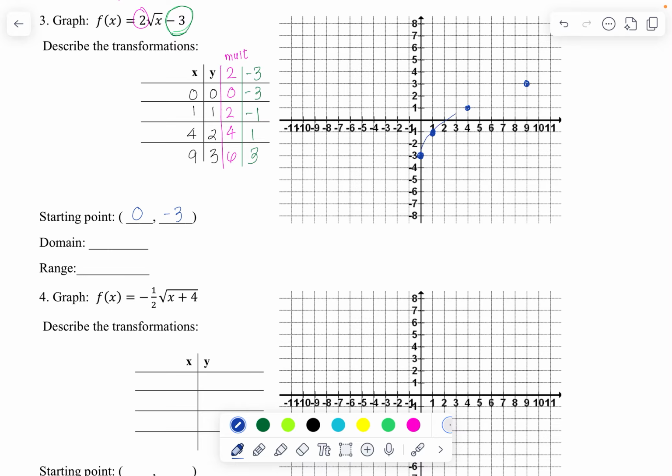Okay, let's do it again. One more time. Number 4. We've got a reflection and a shrink, so get ready for some wonky numbers. 0, 1, 4, and 9. 0, 1, 2, and 3. We have a plus 4 under the radical sign, so I'm actually going to subtract 4 from my x values. This becomes negative 4, negative 3, 0, and 5. Next, I see I've got a negative sign here, so I'm going to go ahead and multiply my y values by negative 1. Take care of that reflection over the x-axis.